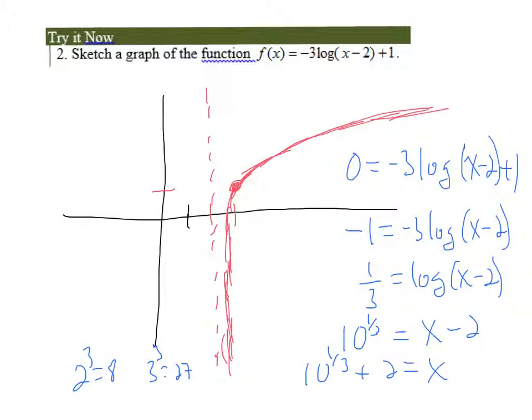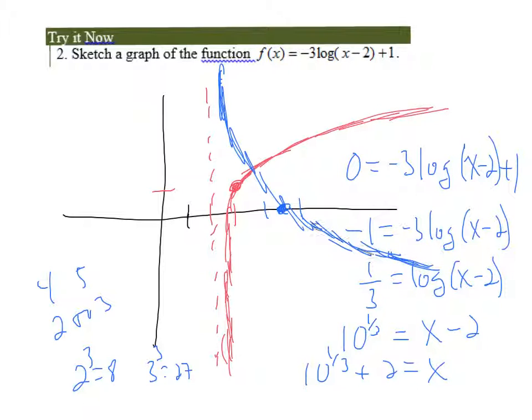So that tells me this graph is going to cross somewhere between 2 and 3, and then I'm going to add 2. So I'm going to add 2 to each of those. So that's going to be somewhere between 4 and 5. So 1, 2, 3, 4, 5. So it's going to cross somewhere here. So I'm just going to make a graph that looks something like that. Okay, so that's basically what this graph looks like.